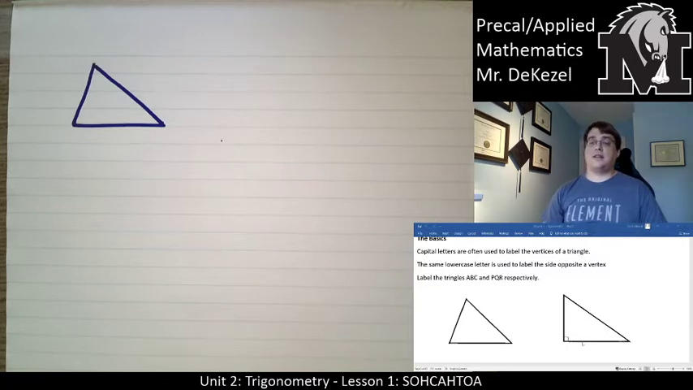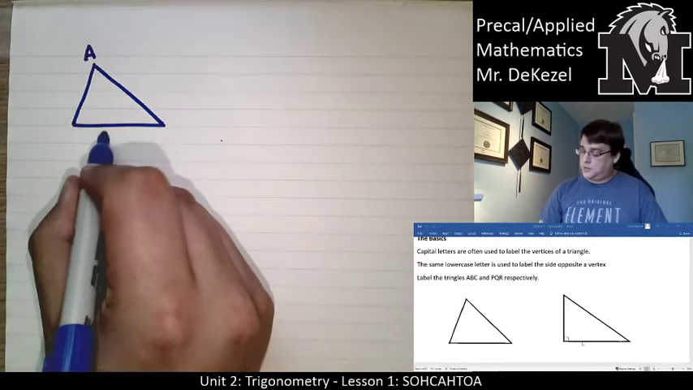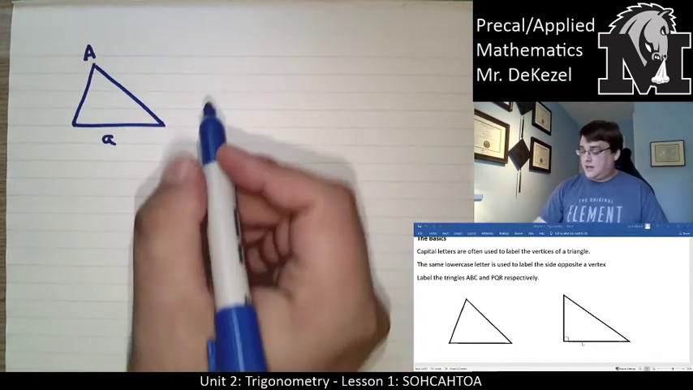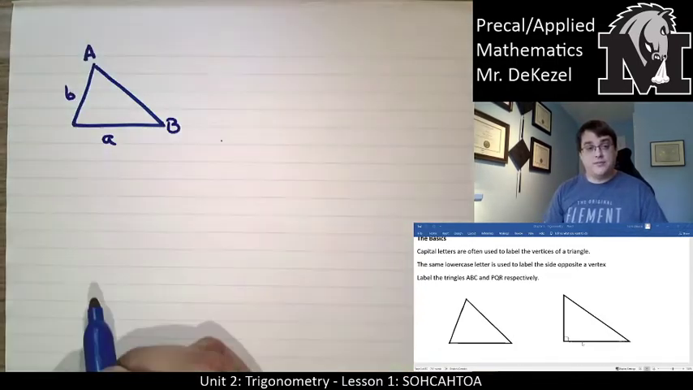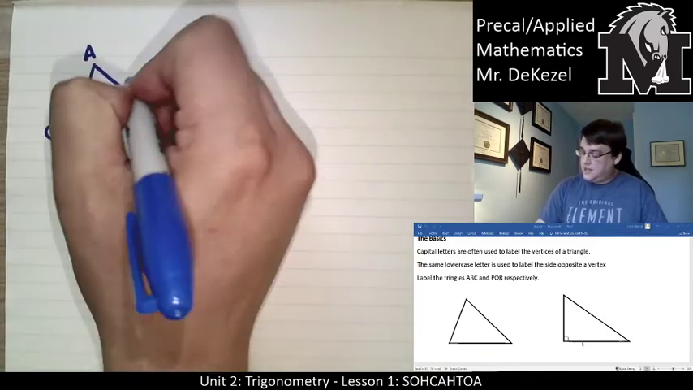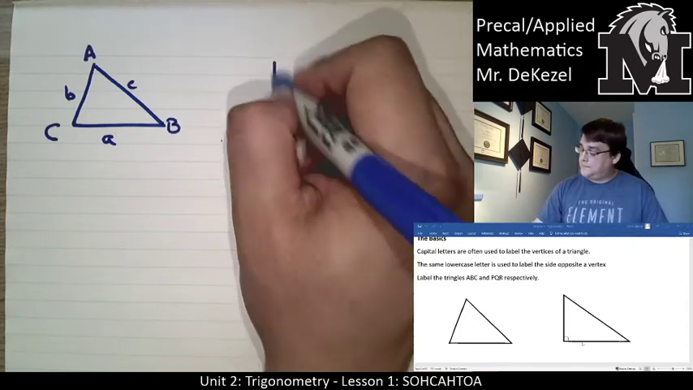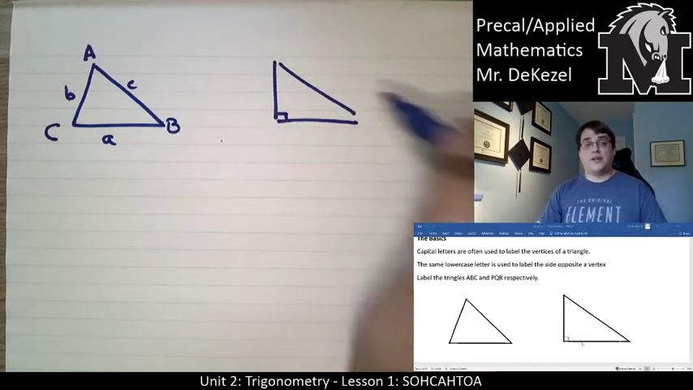Now, the side that is opposite the corner gets the same letter. So if we put A up top here, we would put a lowercase a on the side that is opposite to it. If this is angle B, then this is side B. And if this is angle C, then this over here is side C. Works the same no matter how you're labeling it or what kind of triangle it is.